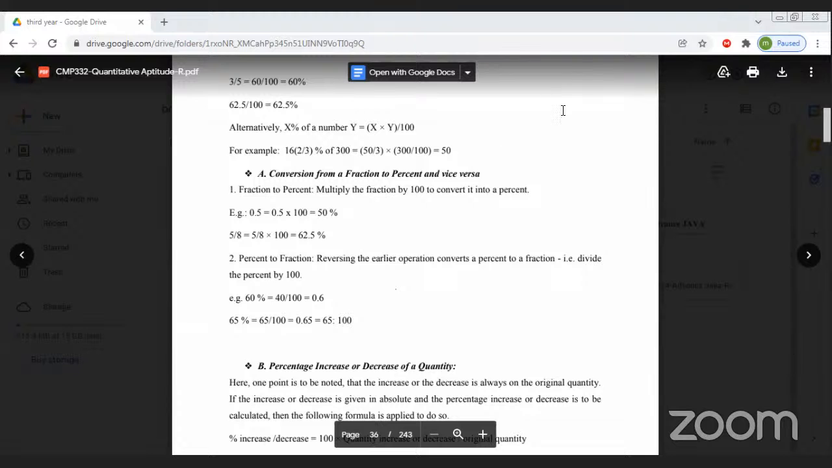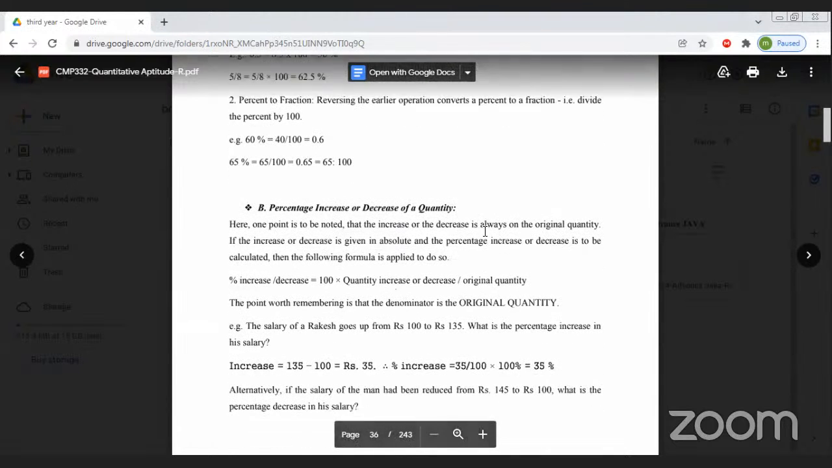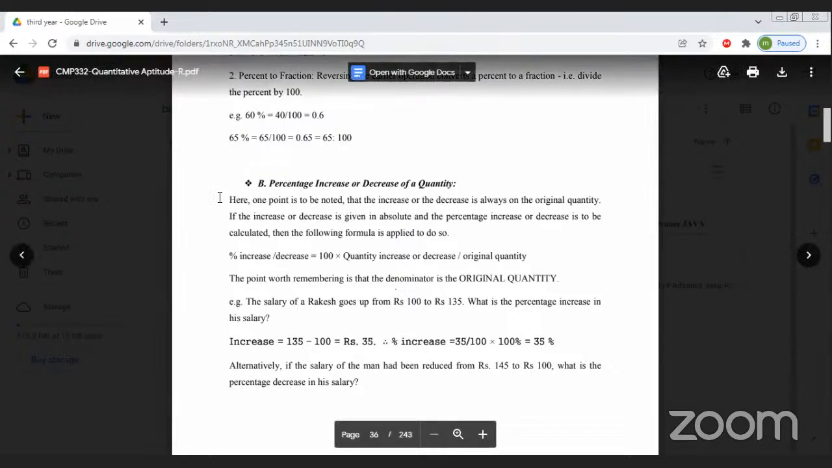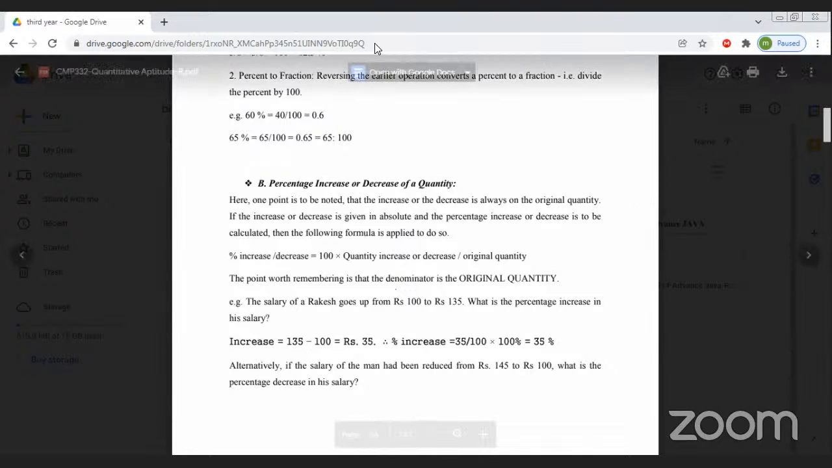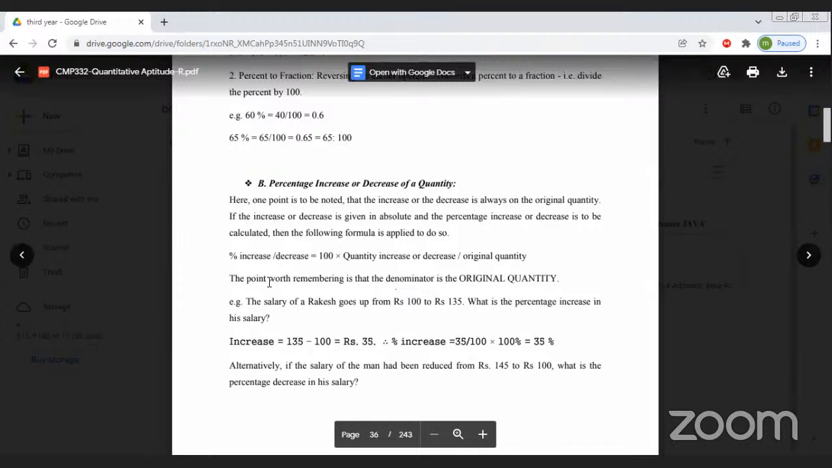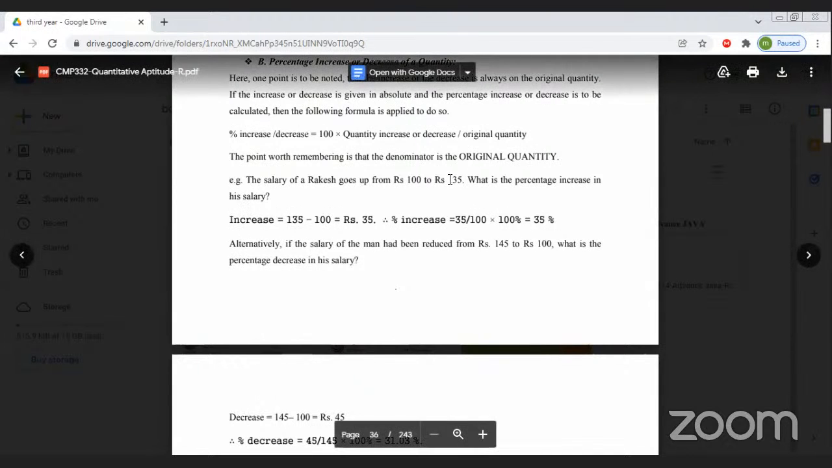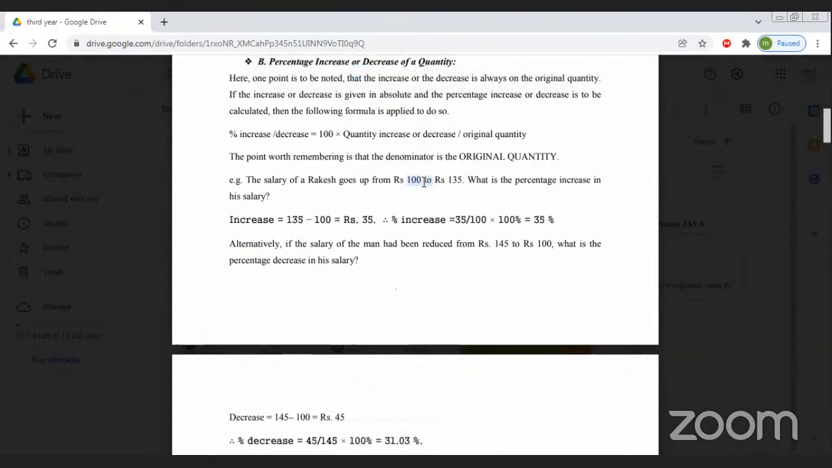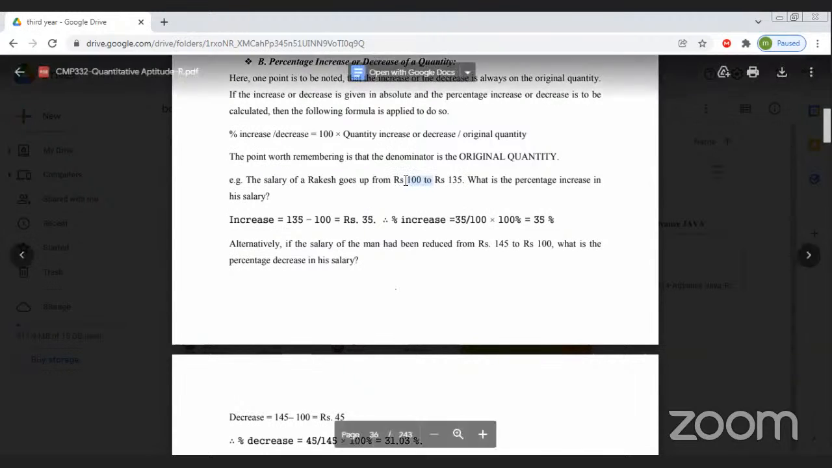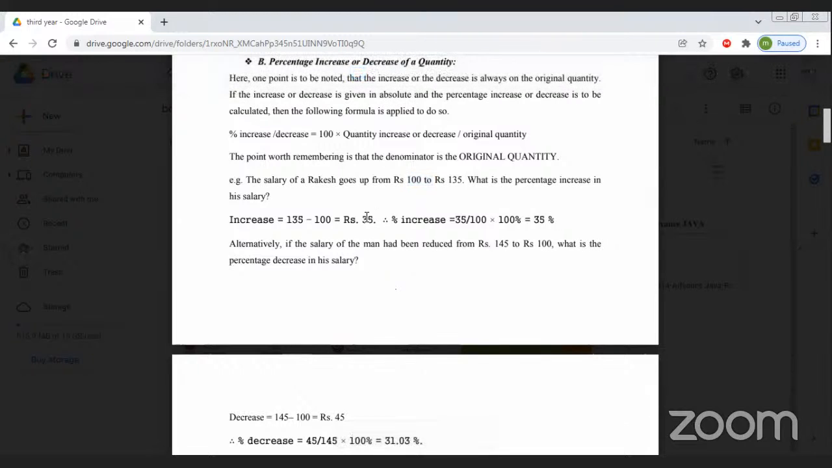Now the next topic is percentage increase or decrease of a quantity. Here, there is an original quantity. For example, let's take an example from here. The salary of Rakesh goes up from 100 to 135. What is the percentage increase in his salary? Now the increase is the biggest quantity minus the smallest quantity. So 135 minus 100, that is rupees 35 increased in his salary.